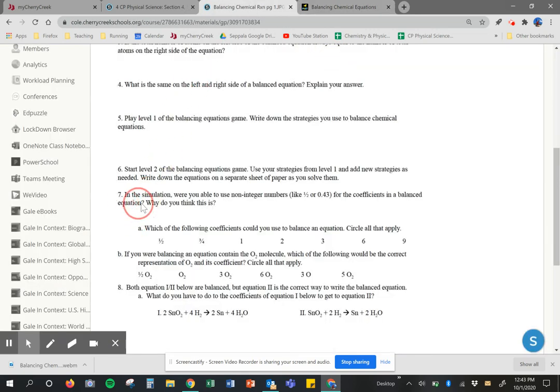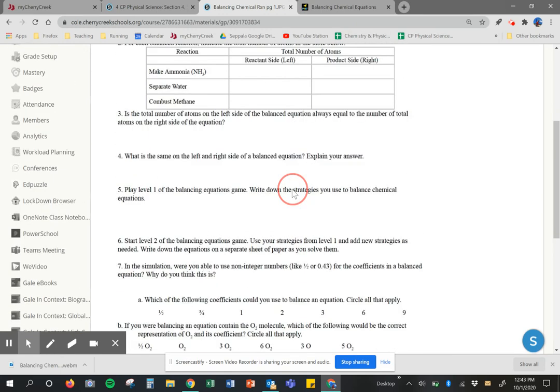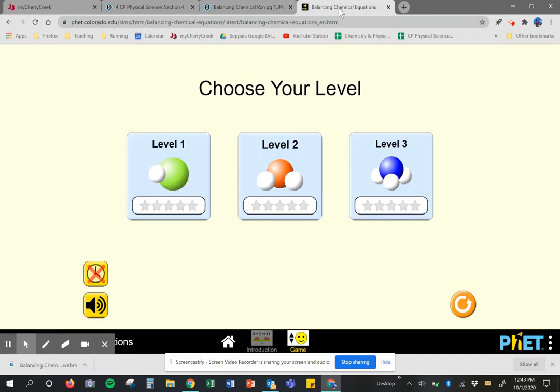Number 7, in the simulation, were you able to use non-integer numbers? So answer 7a and 7b. Finally, answer 8, Roman numeral 1, Roman numeral 2. On this worksheet, you're only going to do this first page here. Make sure your name is on it, and you're going to turn it in to the substitute teacher before you leave for the day. If you finish early, I strongly suggest giving level 3 a try.